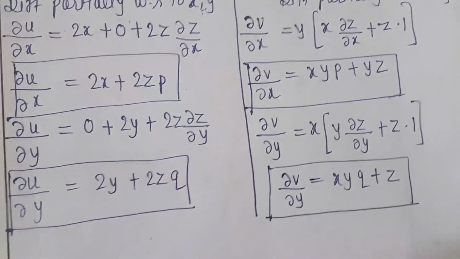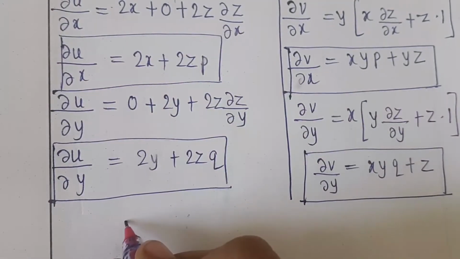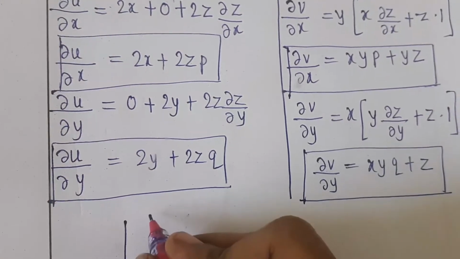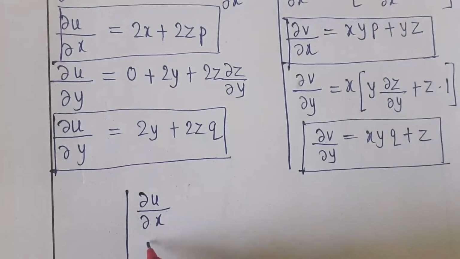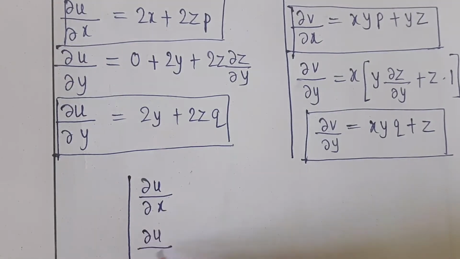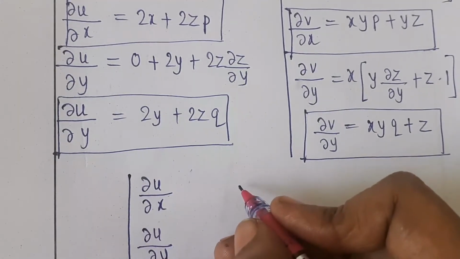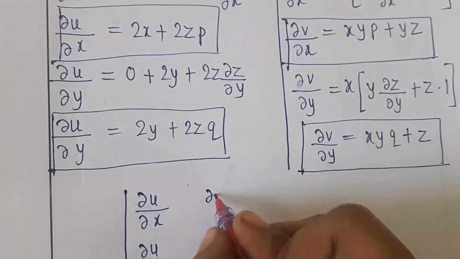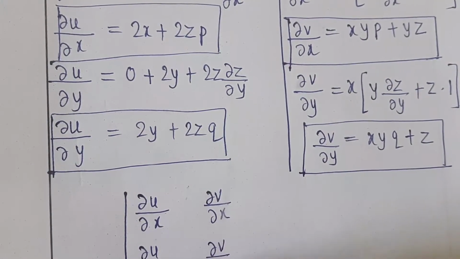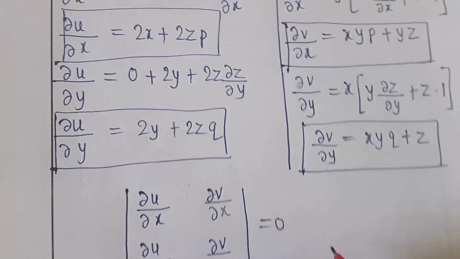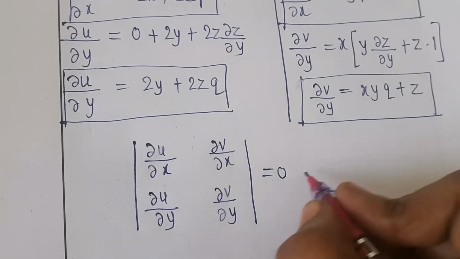Now use this in the determinant. What is the determinant? You can write either in row or in column. So del u by del x, and here we can write del u by del y. And in the next row, del v by del x, del v by del y. This is equal to 0. So simplify this after substituting.